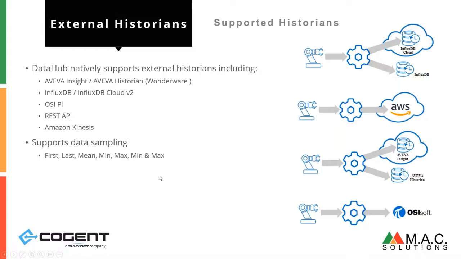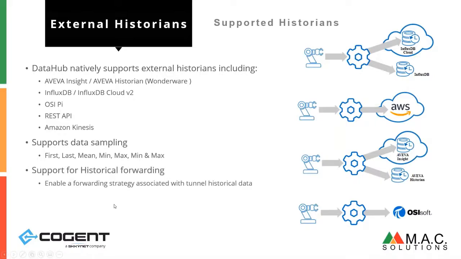So what data sampling do we support? We support first, last, mean, min, max, min and max. This is just the commonly used data sampling, and we support all of it. And for any solution to be robust, it has to have a forwarding strategy. So you could locally buffer the data, and whenever the client side or the other networking side is available, you can then tunnel the data through or send the data through to the remote historian.